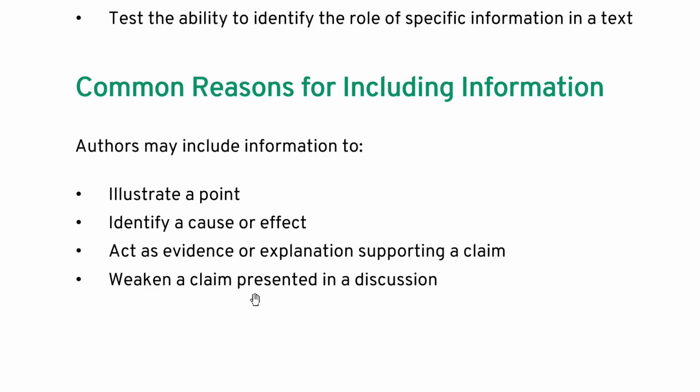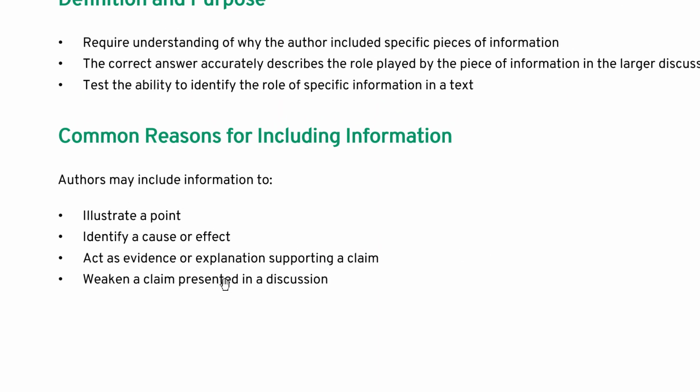That's also another reason. So basically, to illustrate a point means to provide enough illustration with explanation to explain the idea. Second, to identify a cause or reason, to clearly state what the reason could be and what the effect. To act as evidence or explanation can be another reason for writing a specific point of information. It means the reason can be to explain and support a claim, and finally it could be to reject or weaken a specific claim presented in the discussion. So these are the common reasons a point of information might be stated.